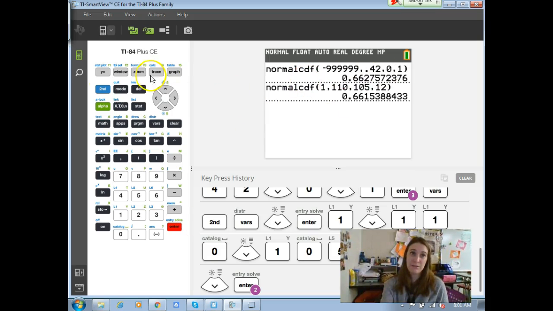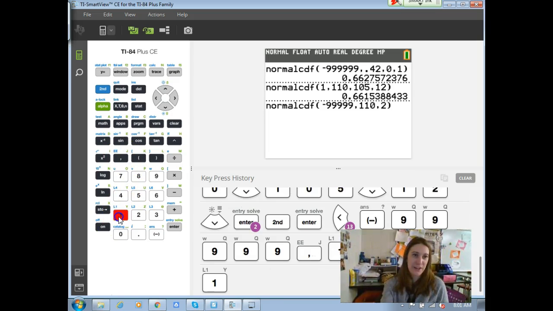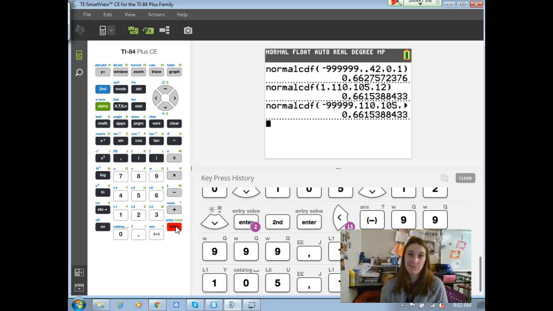And let me change this for a minute. Let me go lower on the lower bound. Negative 99999, comma, I already forgot what it was, 110. I'm just testing out my theory here. 105, comma 12. Okay.